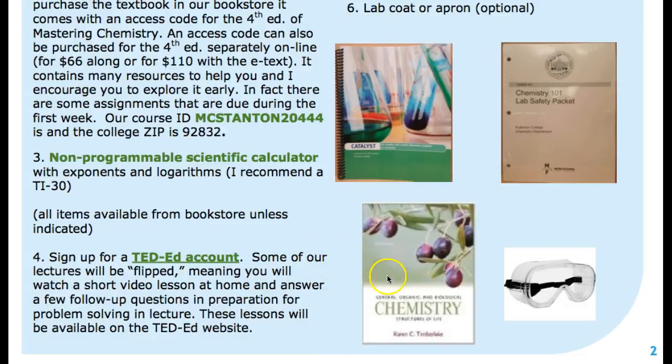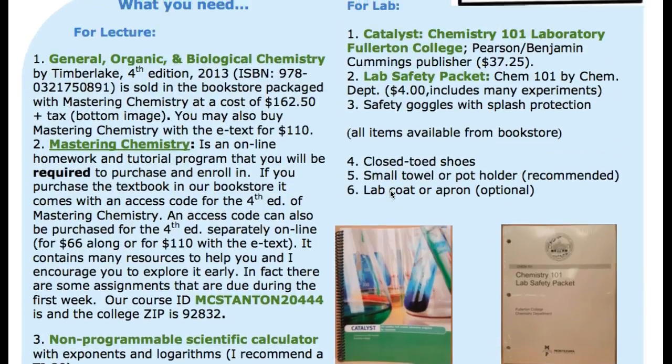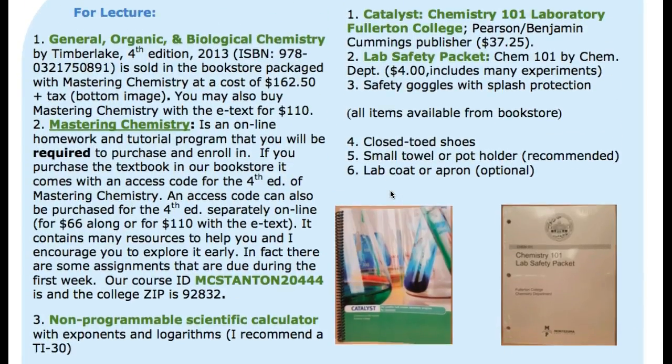You have pictures of everything you need. So this is our textbook. We have two different things that you'll need to buy for lab as far as books go. One is going to be the lab manual, which is this, the Catalyst. And you also need the lab safety packet. Even though it's called a lab safety packet, it has some exercises that we're going to be doing in there. So you need both.